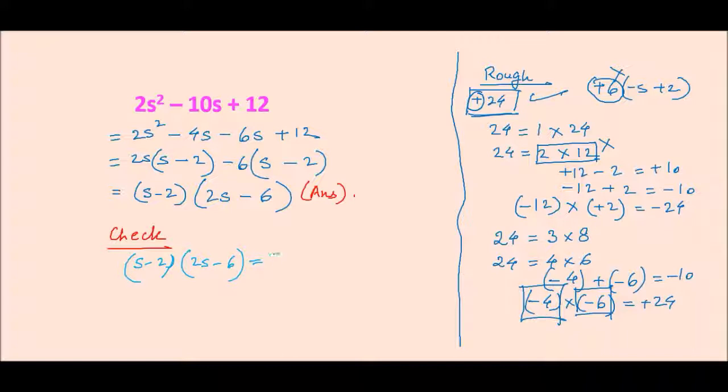s multiplied with 2s is 2s squared. s multiplied with minus 6 is minus 6s. Minus 2 multiplied with the plus 2s is minus 4s. And minus 2 multiplied with minus 6 is a plus 12. These two are like terms, so we can add them, and we have 2s squared minus 10s plus 12, which is our given polynomial. So this is how we factorize any quadratic polynomial by the middle term splitting method.